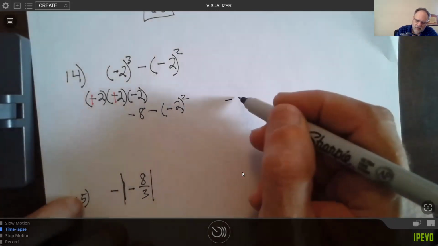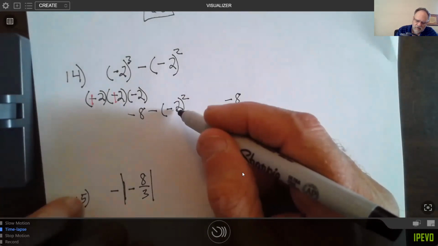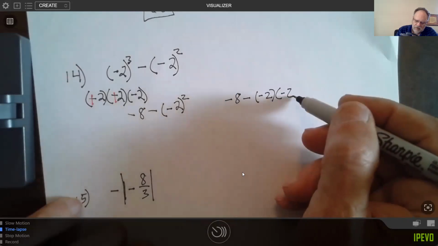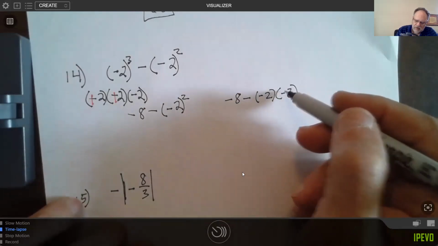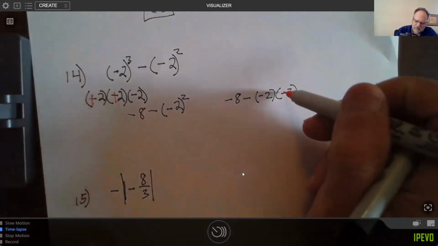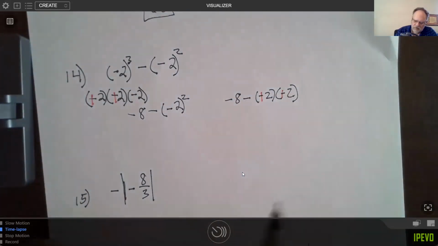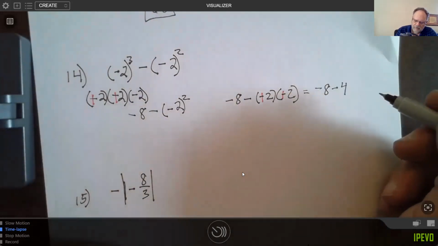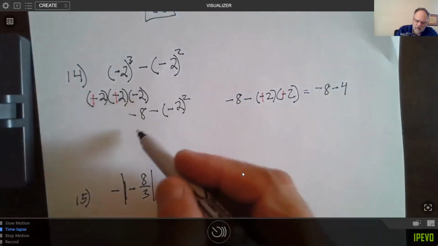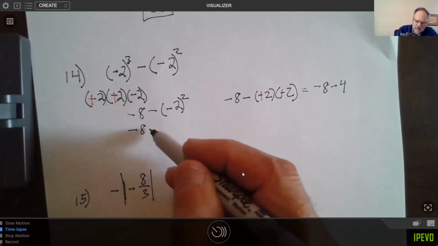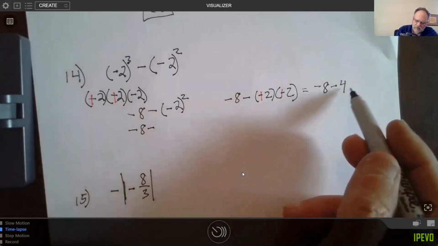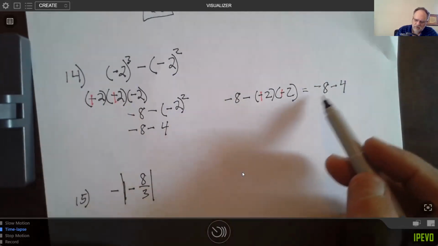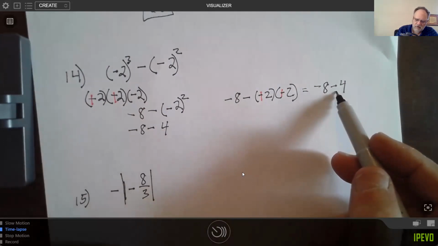Why? Because if you expanded this -2 squared out, this would be 8 minus -2 times -2. Well, negative times negative is a positive, and 2 times 2 is 4. So that would be -8 minus 4. So -2 times -2 is a positive 4. So we end up with -8 minus 4, just like we would have -8 minus 4 here.